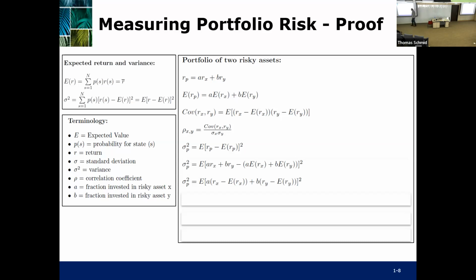The next step is just a tiny restatement. Again, very simple, and I try to do it slowly here. We bring the A terms together, and we bring the B terms together. So ARX and AERX, we put them together here and put the A in front of the bracket, and we bring the B terms together, BRY and BERY. We put the B in front of the bracket. That's a tiny restatement.